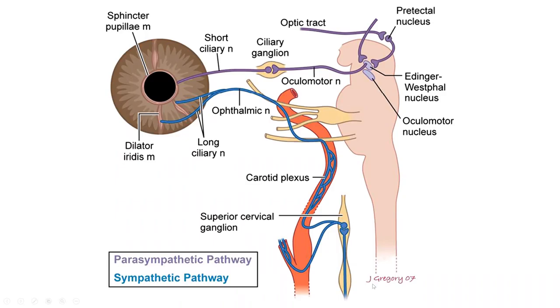Then the preganglionic fibers will pass to the superior cervical ganglion, which will relay. Then the postganglionic fibers will pass with the internal carotid artery until they reach the ophthalmic nerve, and this ophthalmic nerve will give the long ciliary nerves to supply the dilator pupillary muscle. So what will be the effect of the sympathetic? It will cause dilatation.